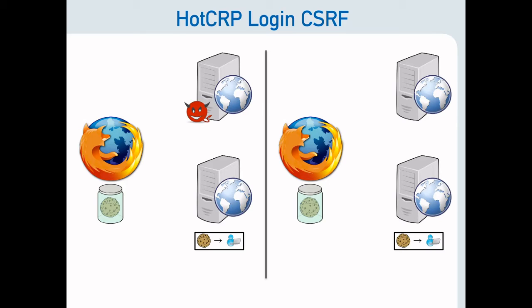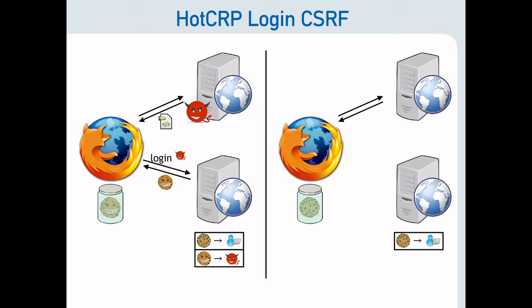Now assume that the user sends a request to the attacker server. So on the left side, the attacker responds with a piece of JavaScript, and on the right side, the attacker is not present, so the server just responds with any benign content. Now this piece of JavaScript on the left side causes the browser to send a request to the HotCRP server. And this request is a login request with the attacker's credentials.